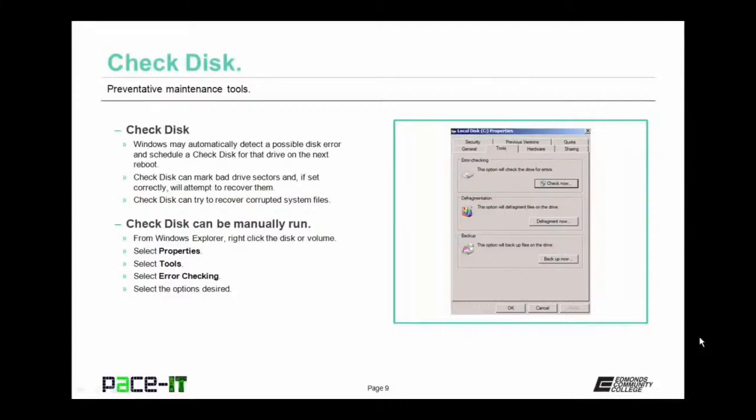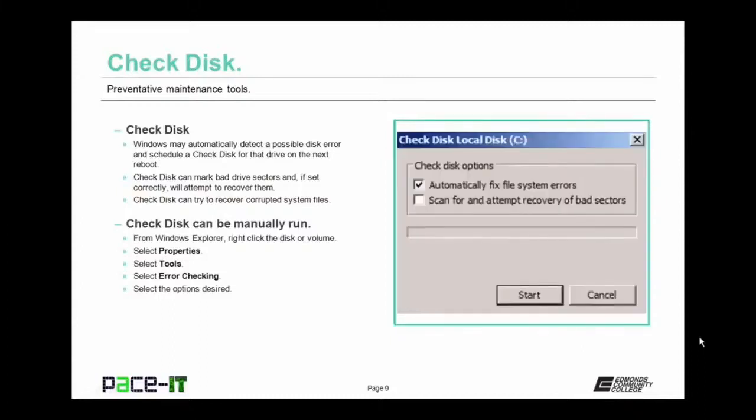From Windows Explorer, right-click on the disk or volume that you want to run the check disk. Select Properties, select Tools, select Error Checking, and then select the desired option to either automatically fix file system errors and/or to scan and attempt to recover bad sectors.